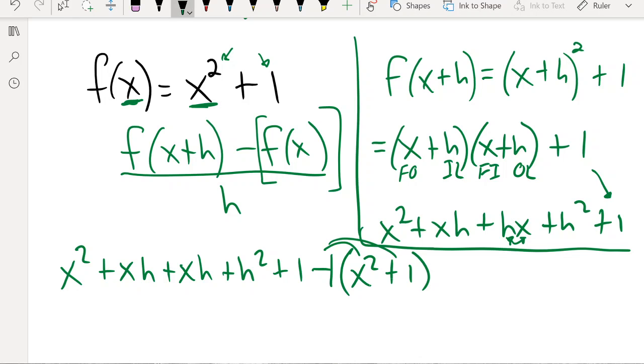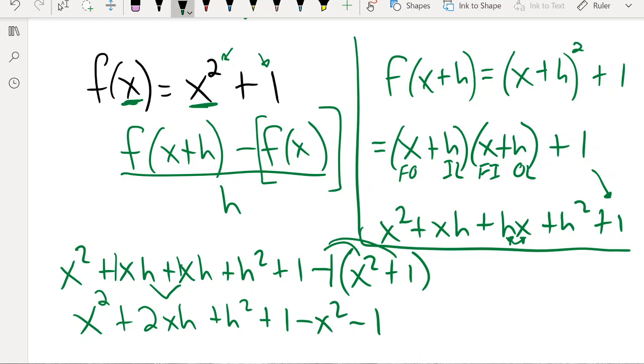So notice I'm leaving out the h on the bottom. I don't really care about the h right now. I'm just trying to simplify the top. There's nothing to do on the bottom. It's just an h. So once I can get all the top stuff together, then I might be able to cancel out that h. So I've got two xh's here. One here and one here. 1 plus 1 is 2. There's two xh's altogether, plus h squared plus 1 minus x squared minus 1 after I distribute that.